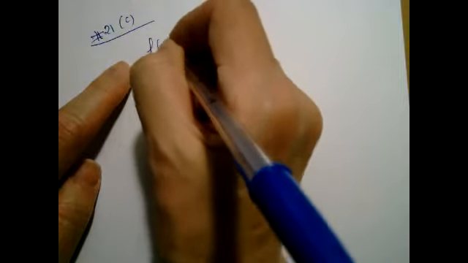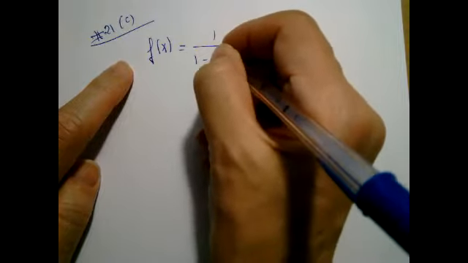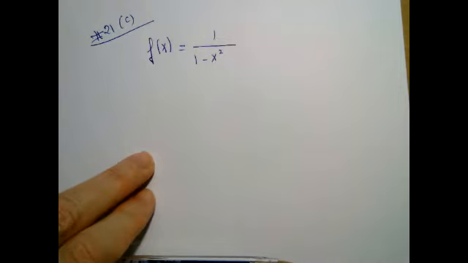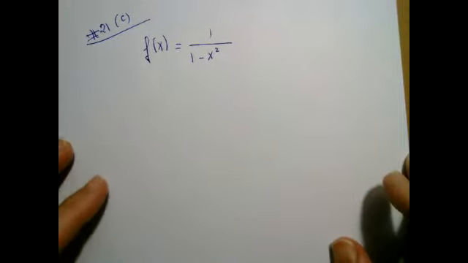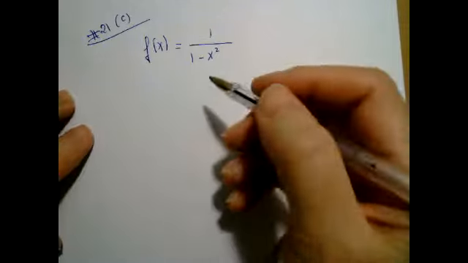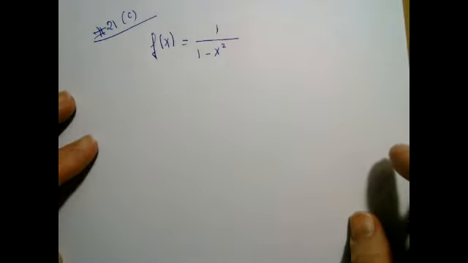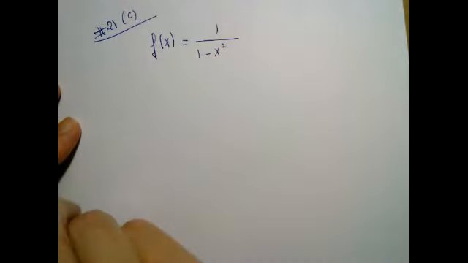I have the function f of x equals 1 over 1 minus x squared. And the question is a full study of the function. This is very much like your exam 3. I want a whole study of it. So 1 over 1 minus x squared.